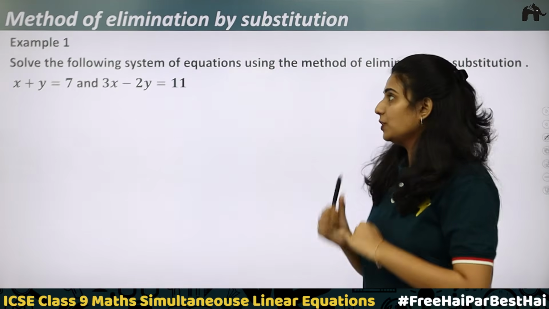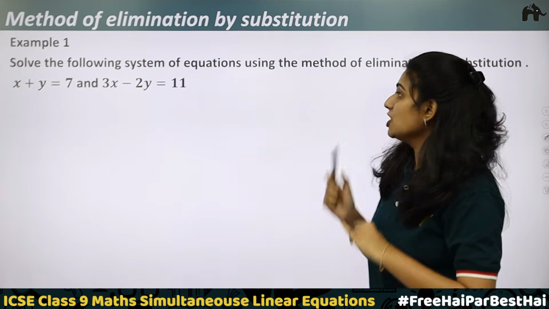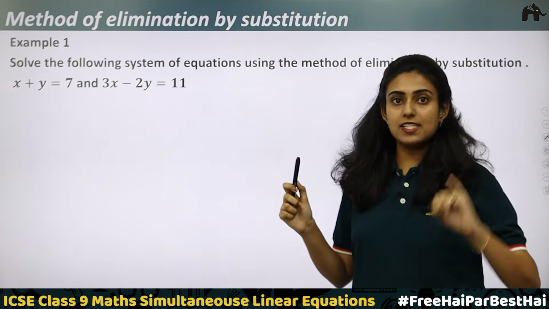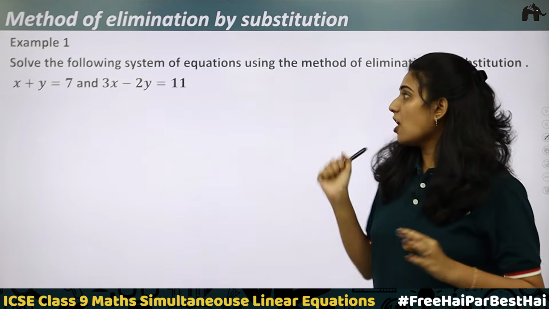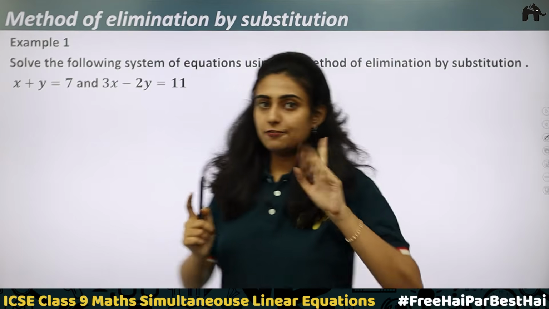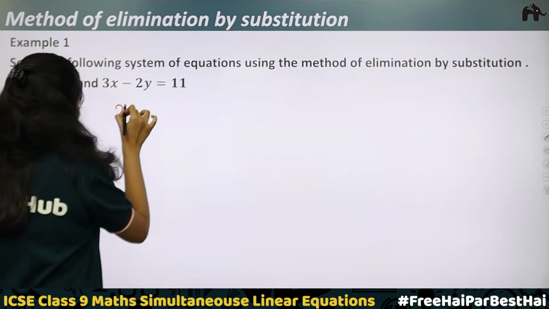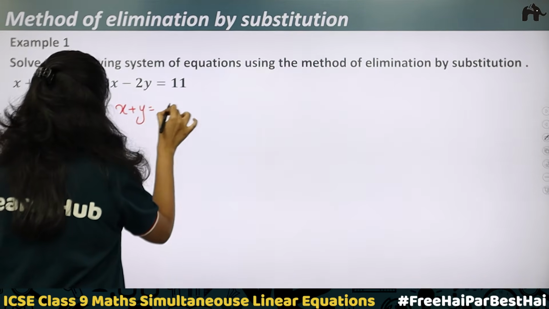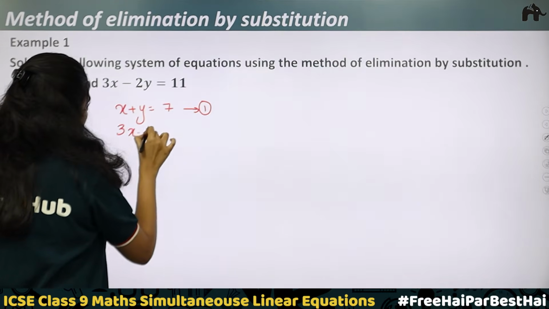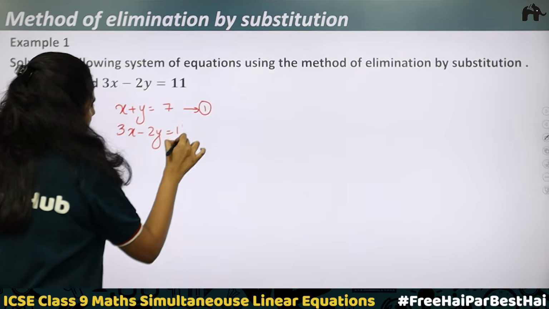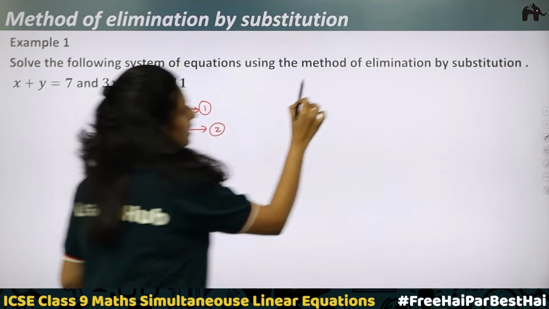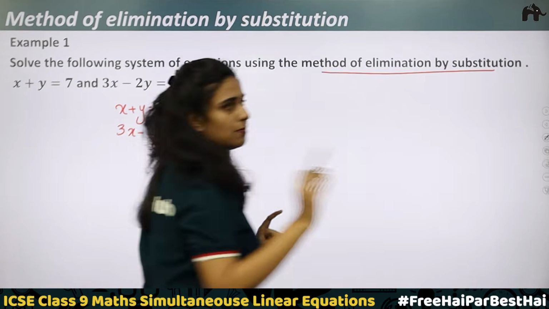The first method which we are going to discuss is the method of elimination by substitution. With an example, we will understand. Here you can see two variables, x and y. Solve the following system of equations using the method of elimination by substitution. The first equation is x plus y is equal to 7, and the second equation is 3x minus 2y is equal to 11. As the name suggests, this is the method of elimination by substitution.